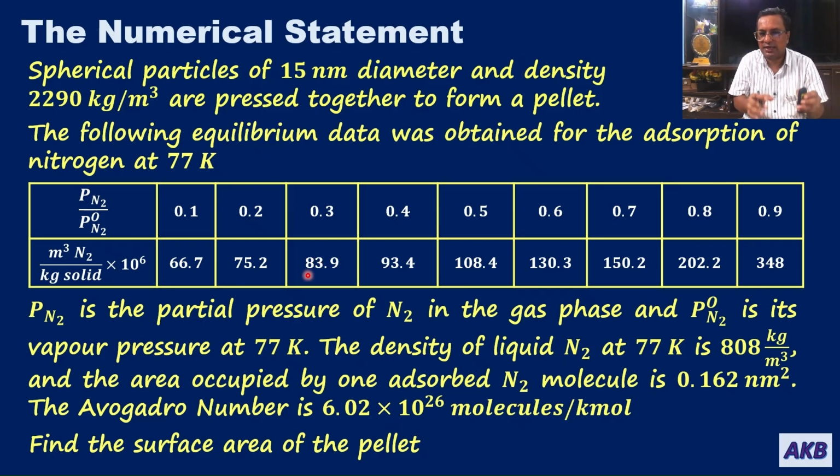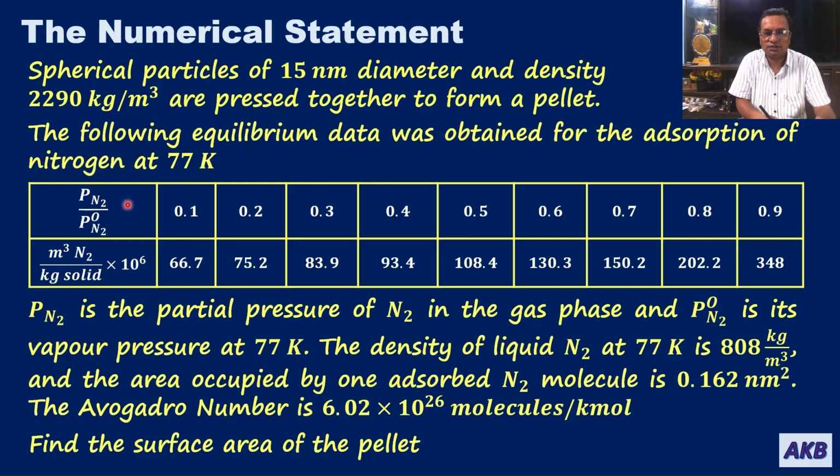An adsorbent pellet is formed. It is formed from spherical particles. Individual spherical particle has a diameter of 15 nanometer and it has a density of 2290 kg per meter cube. So such spherical particles are pressed together to get the adsorbent pellet. Then equilibrium data was obtained for the adsorption of nitrogen at 77 Kelvin.